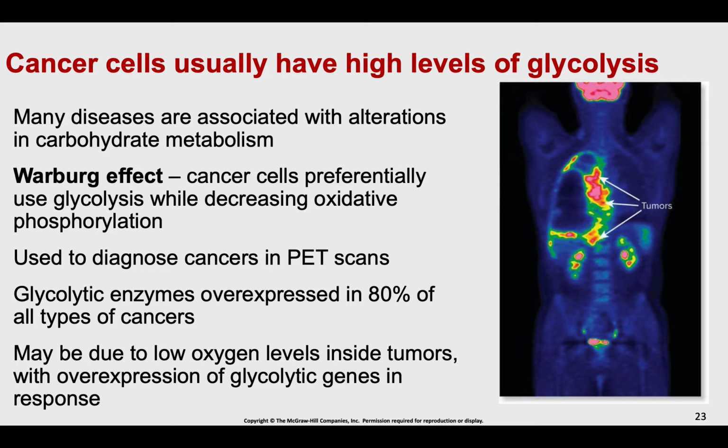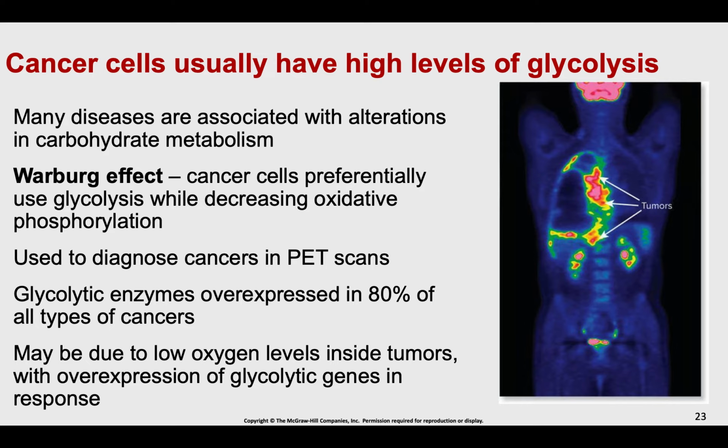This is thought to happen because tumor cells have low oxygen levels. If they have low oxygen levels, they can't really go through the whole process of cellular respiration, so they use glycolysis. So they're overexpressing those glycolytic genes in response.